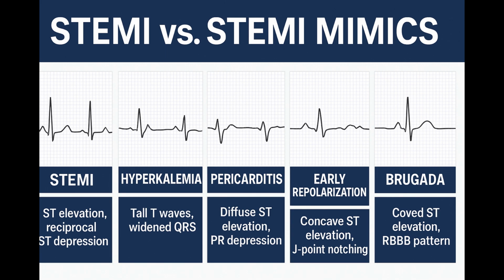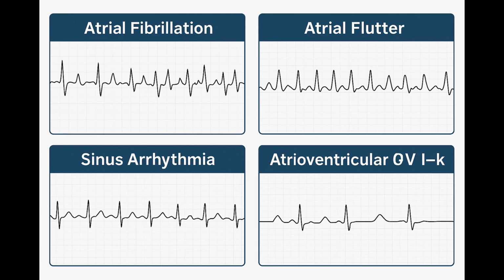Atrial fibrillation. Irregular rhythm, no clear P waves, just a chaotic, wavy baseline, big stroke risk. Atrial flutter. Look for the sawtooth pattern, those regular sharp flutter waves, often conducting down to the ventricles in a set ratio, like 2:1 or 3:1, looks like the edge of a saw.